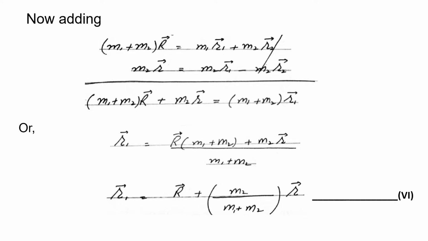Now, cross multiplying (m1 + m2) on the left hand side, we get r1 = R + m2 r/(m1 + m2), and then taking the LCM on both sides of m1 + m2, we get r1 = R + m2/(m1 + m2) r, that is equation 6. I hope till here you have understood. I will give you some time to write down that equation with me.